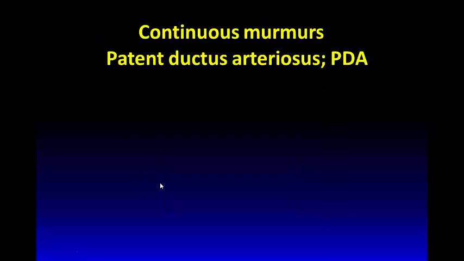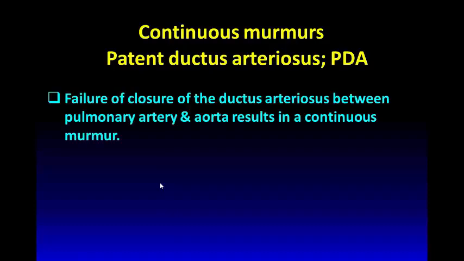Lastly, let's describe the continuous murmur of patent ductus arteriosus. In the fetal circulation, there is a connection between the pulmonary artery and the aorta. This vascular connection is known as the ductus arteriosus, which is very important to the fetal circulation. This ductus arteriosus should close very shortly after birth.